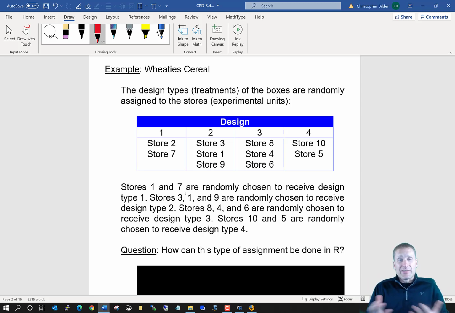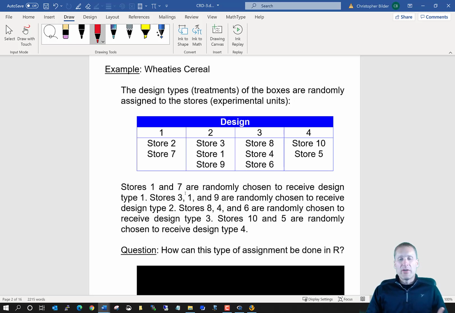So you can see this is essentially done at random. The reason you want to do that is to avoid any kind of biases that might be presented by saying, hey, maybe this particular kind of store is going to get this kind of Wheaties box. This particular store gets this Wheaties box, which could then bias your results in the end.